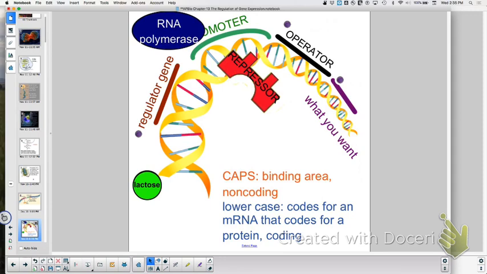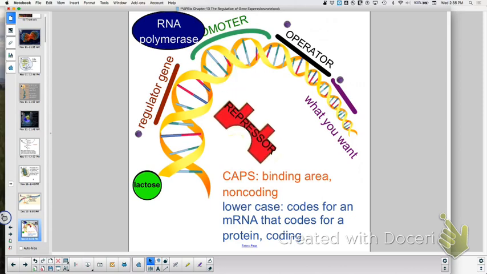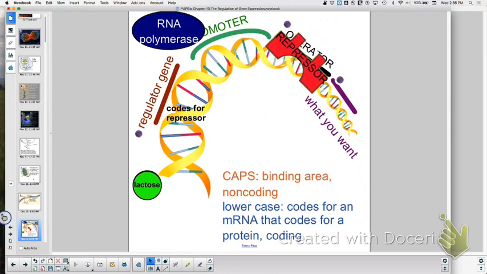So the repressor that you have, by the way, where does the repressor come from? Yes, if the regulator gene is transcribed and translated, it will code for a repressor, and this repressor is good to go. As soon as it's built, it's like boom, and it's on the operator. And that's okay.